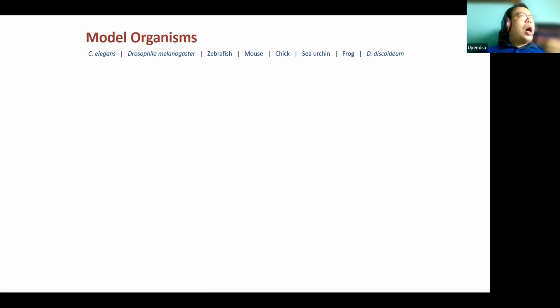And remember that most of the tissues, organs, and genes are conserved across organisms. So if you really want to understand the human perspective, the disease or the development, you can study it by using a model organism. And your choice of model organism is based on the question which you want to address.